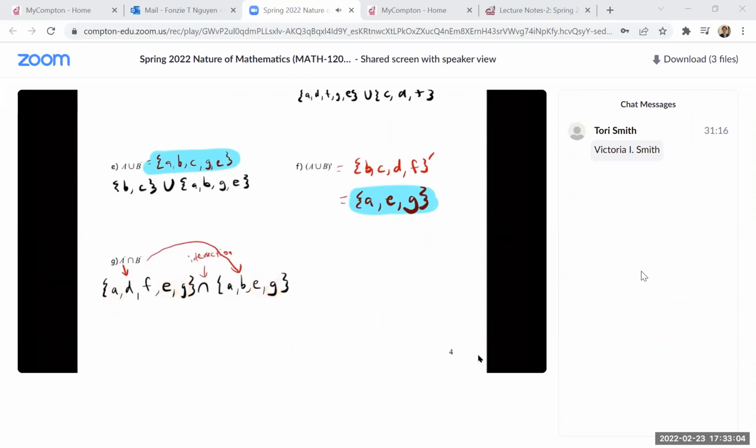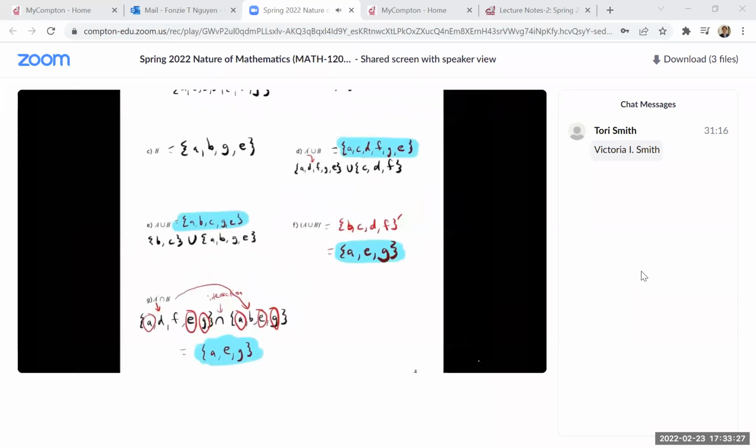Yeah, so your final answer would be A, E, and G in common, right? A, E, and G. I don't think there's anything else. That's the final answer. That's what intersection means. Intersection means the overlap or what they have in common. Okay, so that does it for that page.